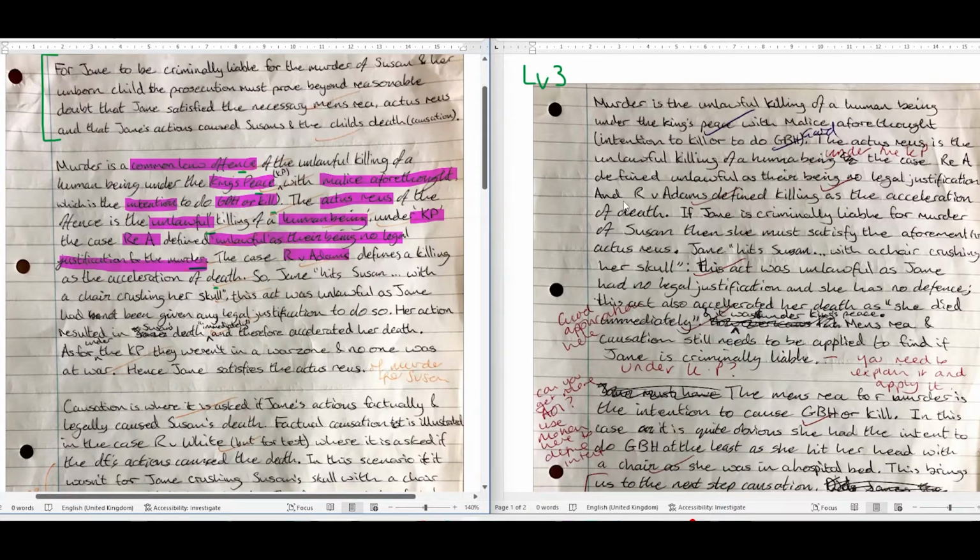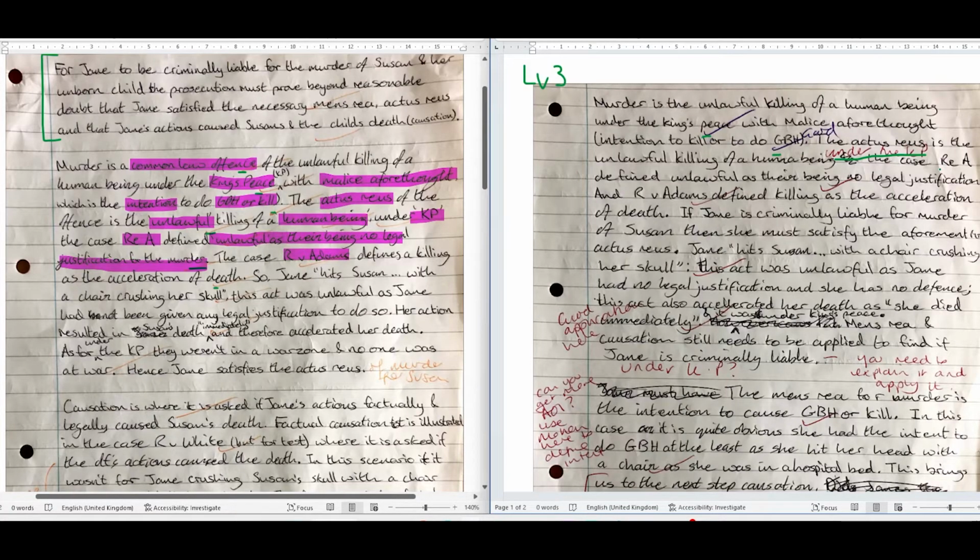Now let's look at the AO1 of the level 3 answer. Murder is the unlawful killing of a human being under the King's peace with malice aforethought, intention to kill or do GBH. So here you can see that it's missed it's a common law offence. That's just extra information that most people would miss. The actus reus is the unlawful killing of a human being. So here it was dropped that it was under the King's peace. So yes, the actus reus is the unlawful killing of a human being under the King's peace.